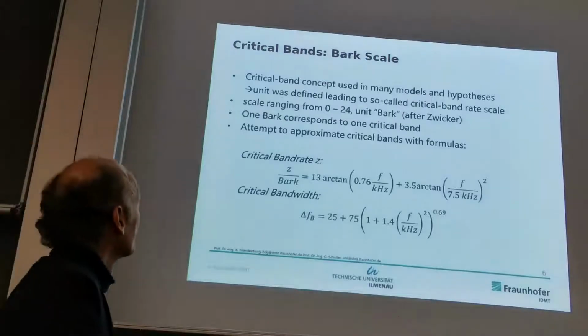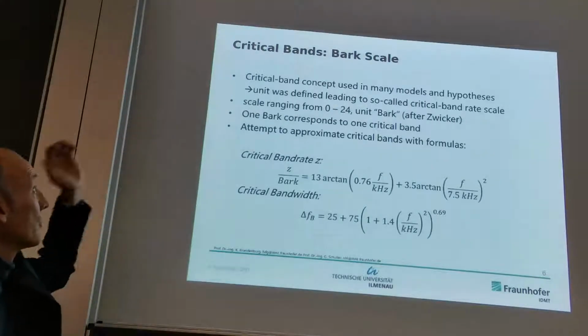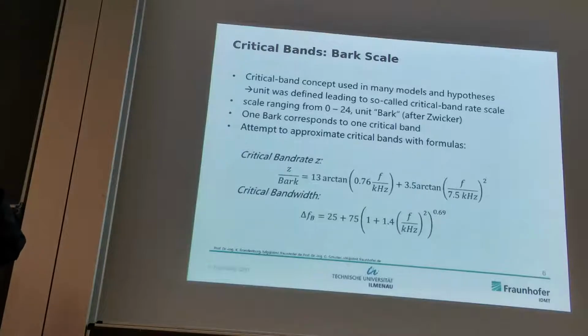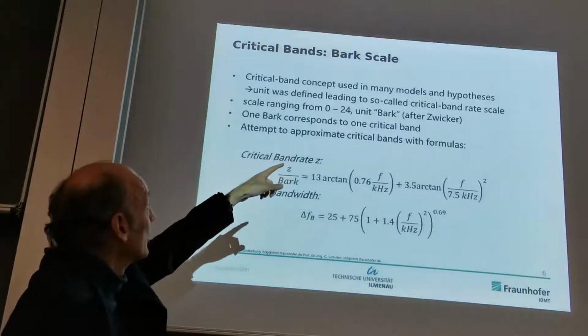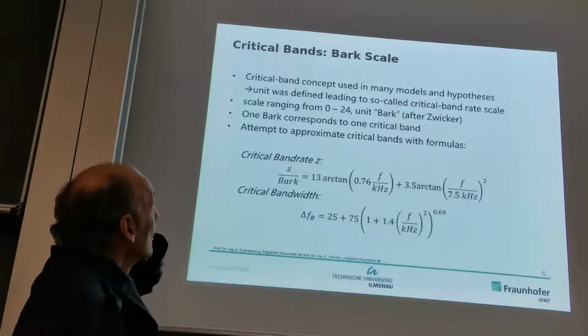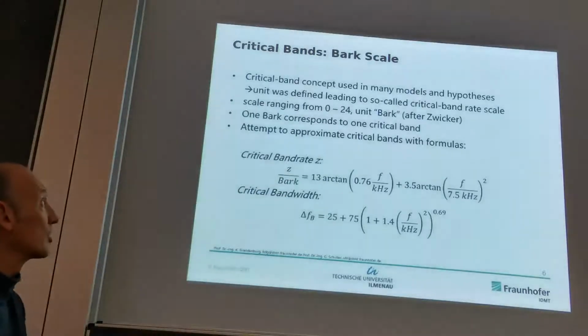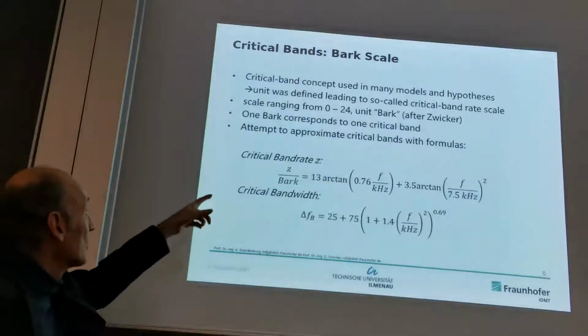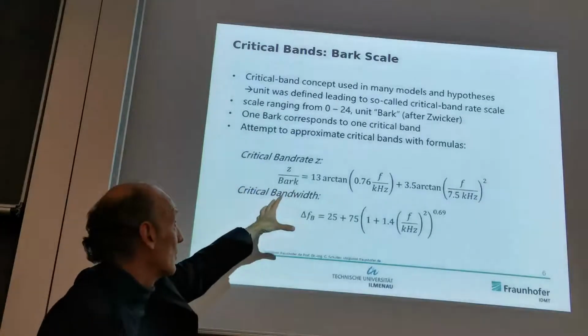Yeah, and this is what we see here. So the critical band concept is used in many models and hypotheses. The unit was defined leading to the so-called critical band with its scale, which ranges from 0 to 24. And 1 Bark corresponds to 1 so-called critical band. And here are the approximations. So they're actually different approximations.